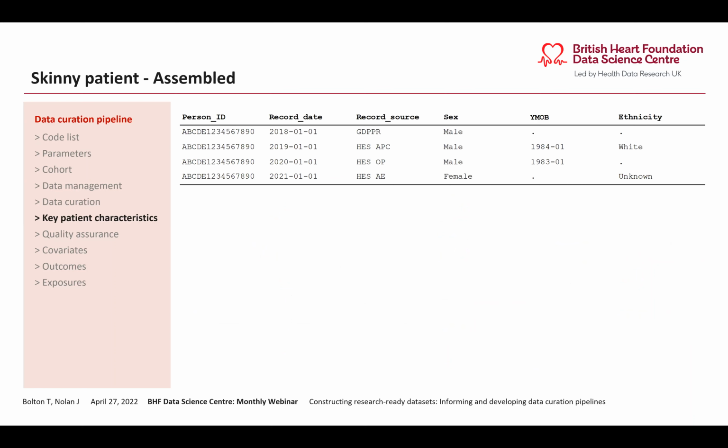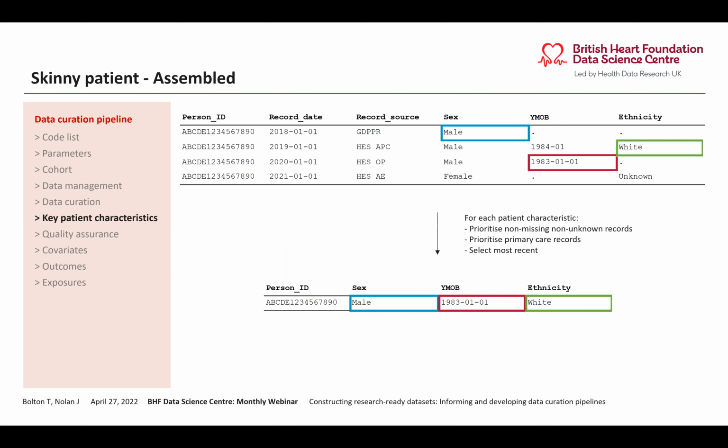Secondly, we produce the assembled table. Here we have synthetic data for one individual. We've got 4 records, each being from a different data source. And then we select the most recent record after prioritizing non-missing, non-unknown records and primary care records. So for sex, we select the value associated with the primary care record.